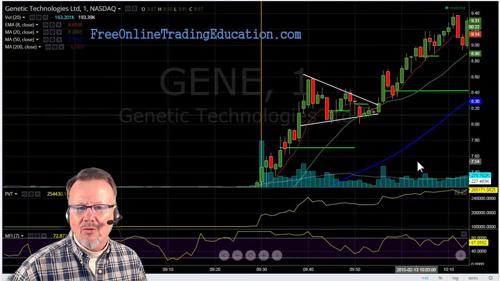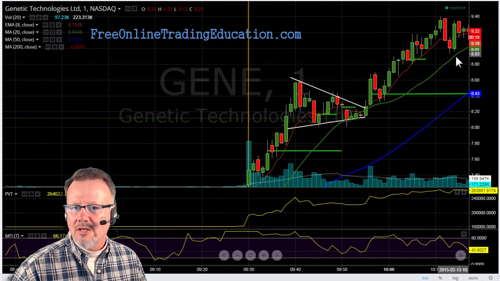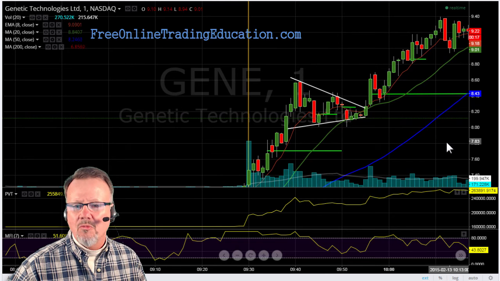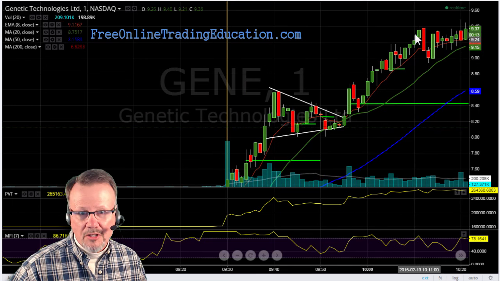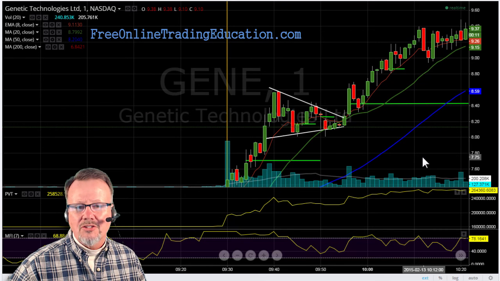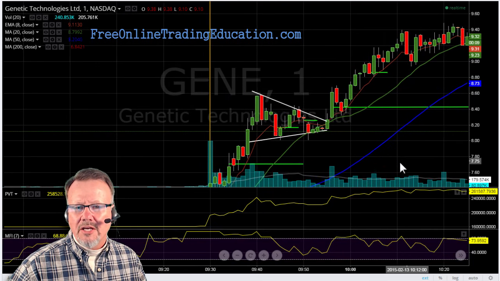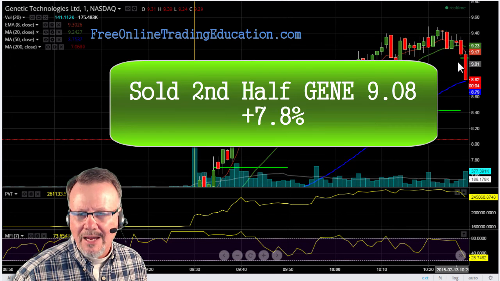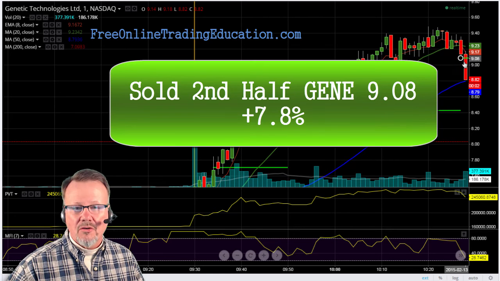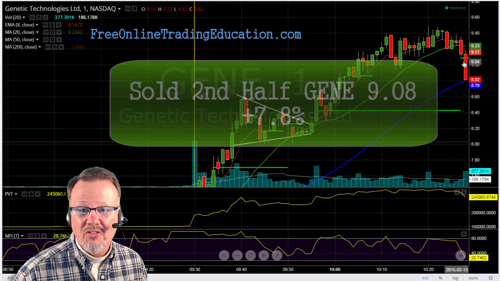It's going to pull back a little bit there, not quite to the 20. I'm still in. Keep moving my stop up with my 20. Now the 20 is getting really close here, which is telling me that it's starting to stall up here as those are getting closer together. And then bam, there it goes. This is where it got me out. I got filled at $9.08 for 7.8% on the second half.